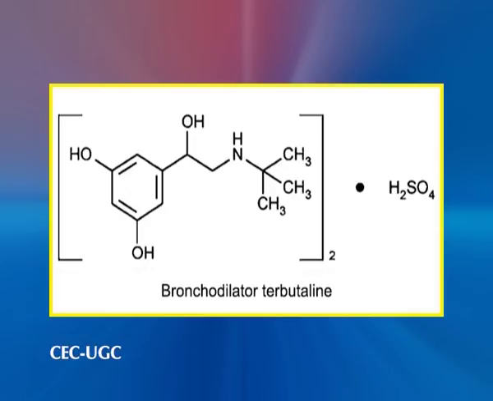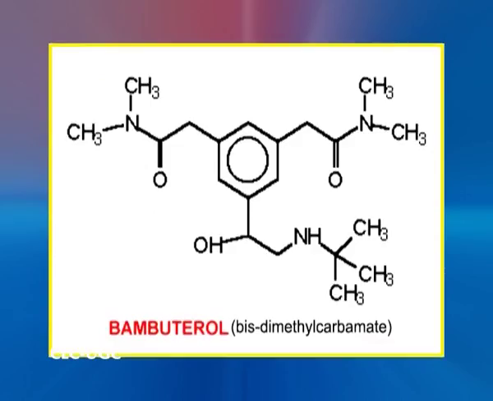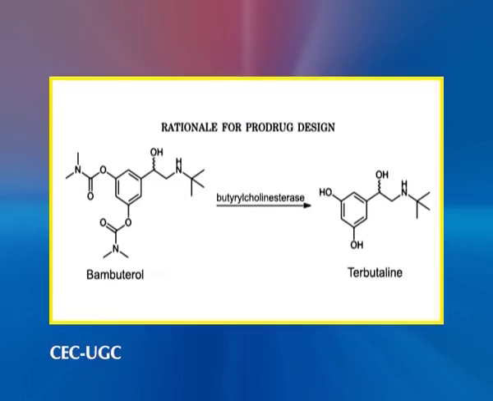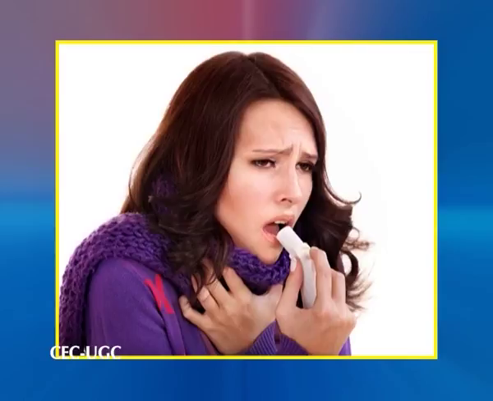In the case of the bronchodilator terbutaline, sustained drug action has been achieved by converting its phenolic groups, which are susceptible to rapid and extensive pre-systemic metabolism, into bis-dimethylcarbamates. This prodrug is now called bambuterol. Bambuterol is slowly bioactivated to terbutaline predominantly by non-specific butyrylcholinesterase, mainly outside the lungs. As a result of the slower release and prolonged action, one dose daily administration of bambuterol provides relief of asthma with a lower incidence of adverse effects than terbutaline, which needs to be taken 3 times a day.